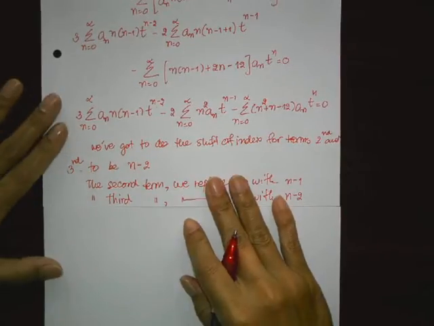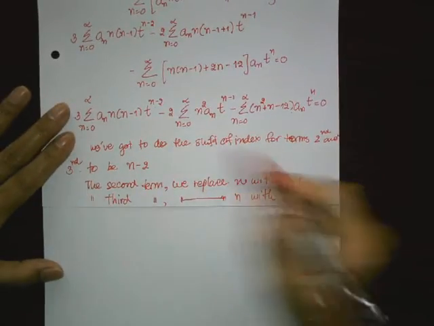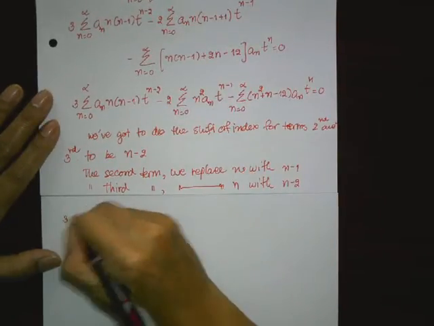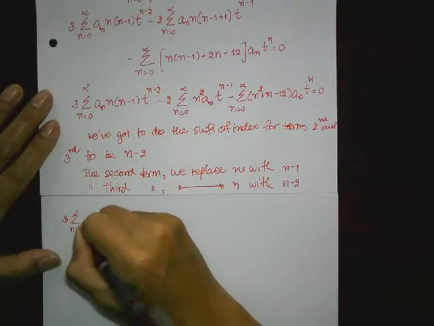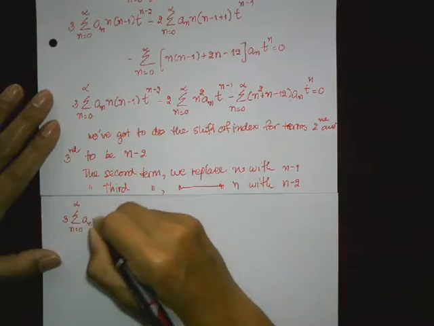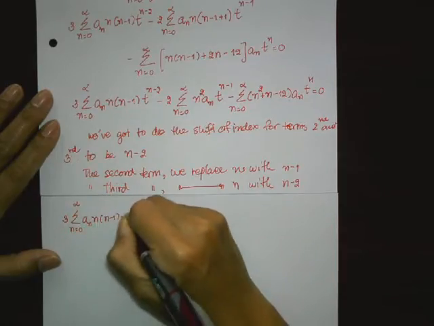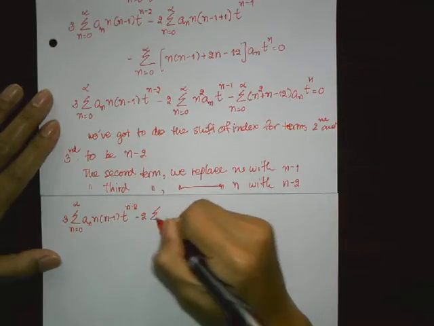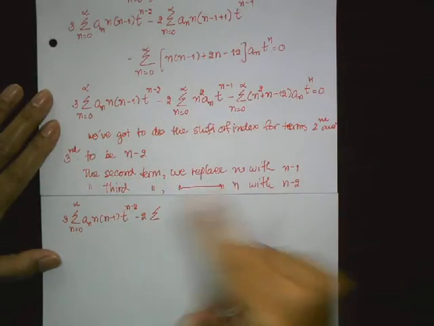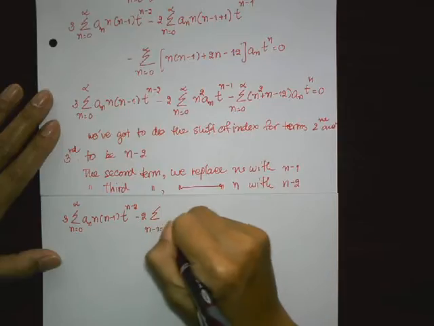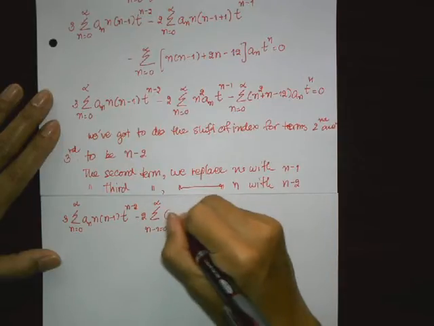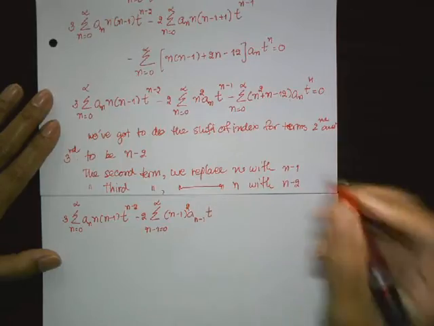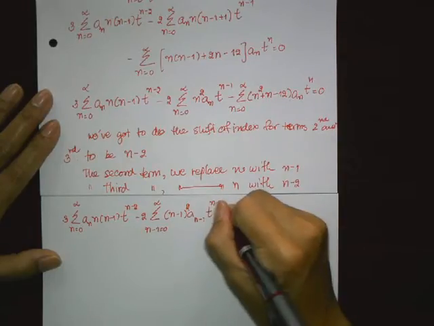Then we just plug whatever we think here back into our equation. So we would get the first term, we don't need to do anything, you just copy it there. The second term, we have to replace n with n minus 1. So we get (n minus 1) squared a_{n-1} t to the power n minus 2.